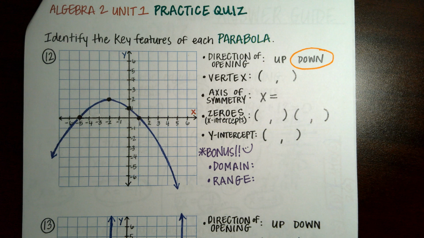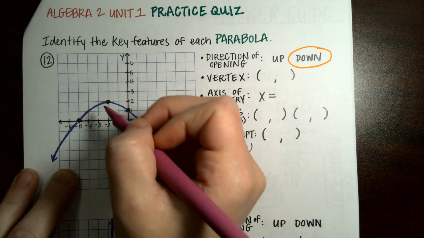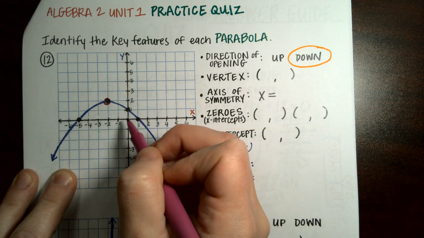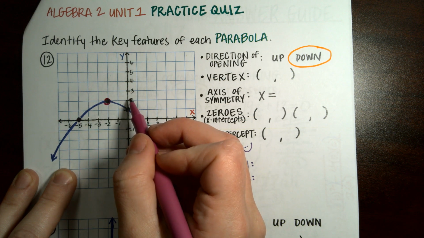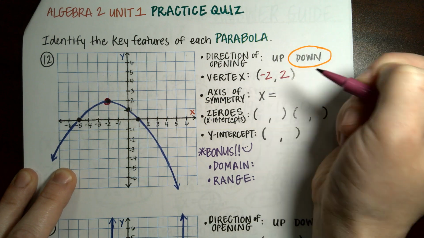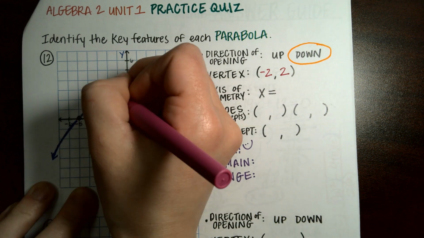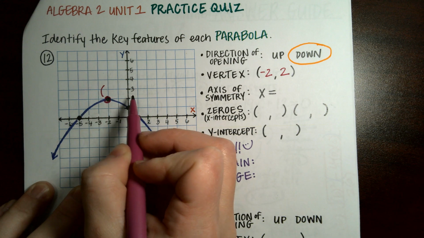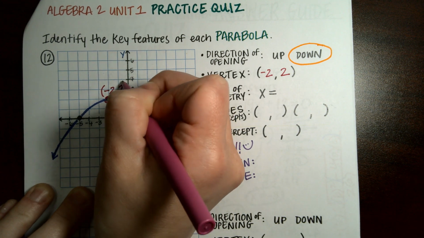So let's start with our vertex. Where is the vertex on this parabola? Negative 2. Okay, yeah, let's see. Here's the vertex, it's right here. And it's lining up with -2 on the x-axis, +2 on the y. So -2, 2. So to label that, we're going to also write the coordinate above it right here. -2, 2.